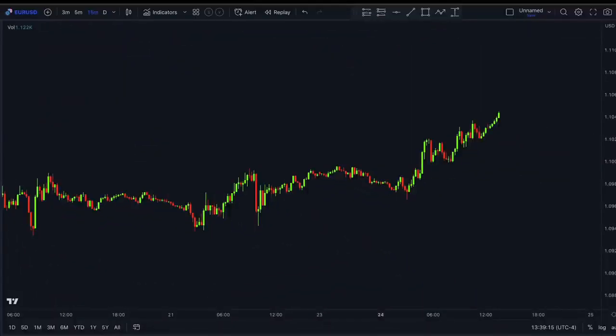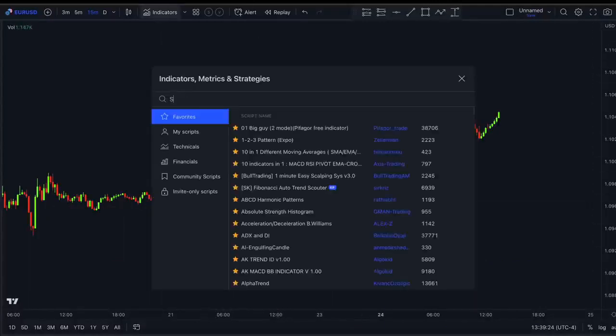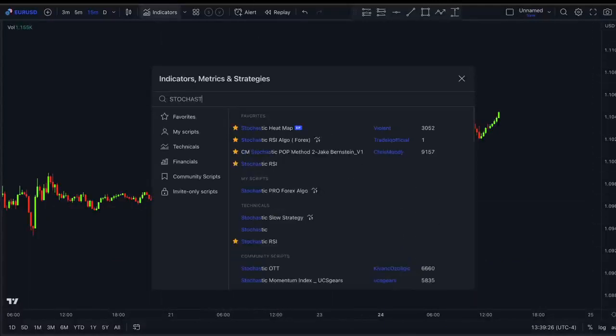So, the strategy is based on the stochastic RSI. I'm sure you're familiar with this indicator, if not, don't worry, I will explain everything you need to know about it in a second. So, in order to add it to your chart, simply head over to the indicators and type stochastic. You'll find it under technicals.